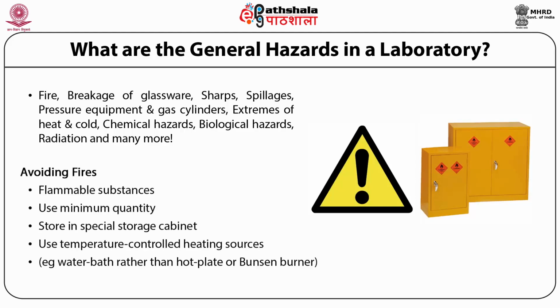So how should we avoid fires? Fires come from flammable substances, so use a minimum quantity of flammable substances. Store these substances in a special storage cabinet and use temperature controlled heating sources, for example, a water bath rather than a hot plate or Bunsen burner.